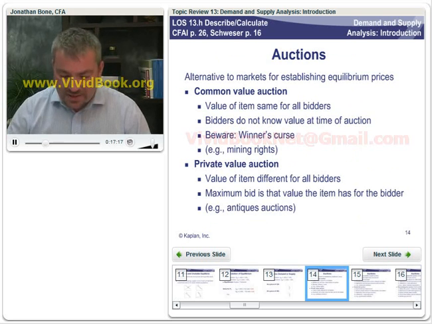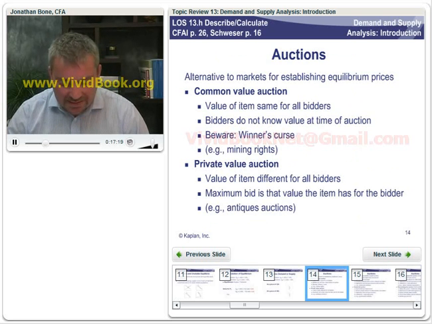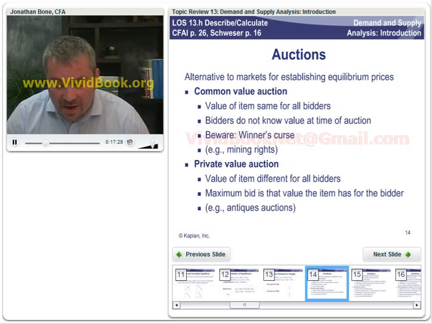Now our next reading is on auctions, where we need to describe the features of various auctions. I have to say this is one of the kind of things where I would typically tell a class to read it at home. But I will go through some of the key points. Ascending price auction. Auctions are a different way of establishing equilibrium prices. So let's start off with our common value auction.